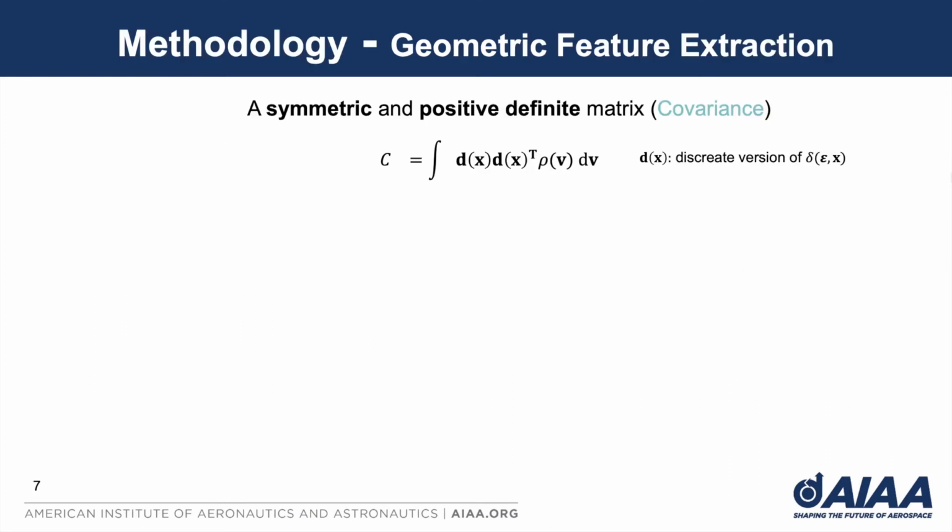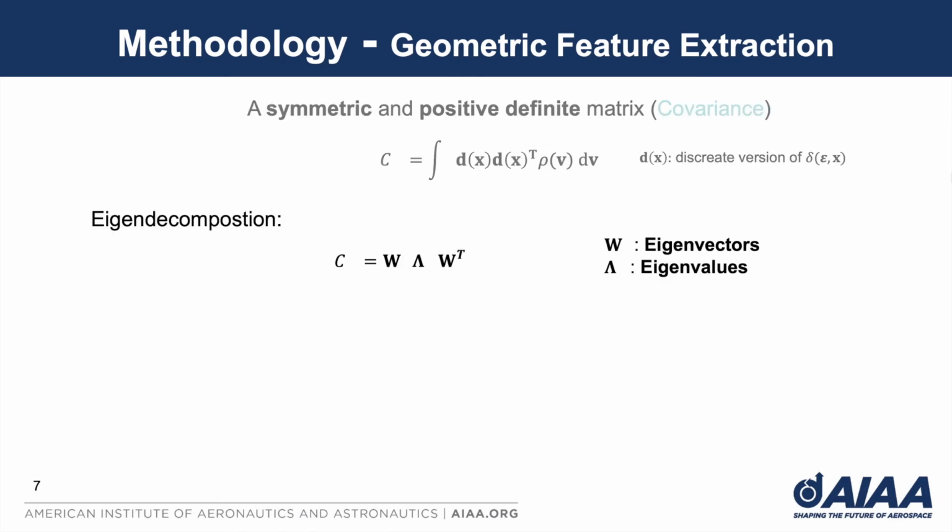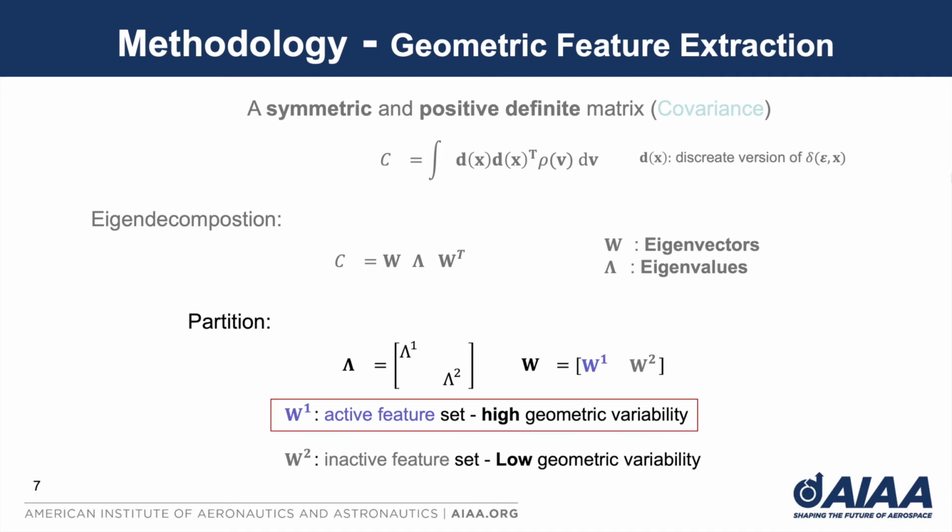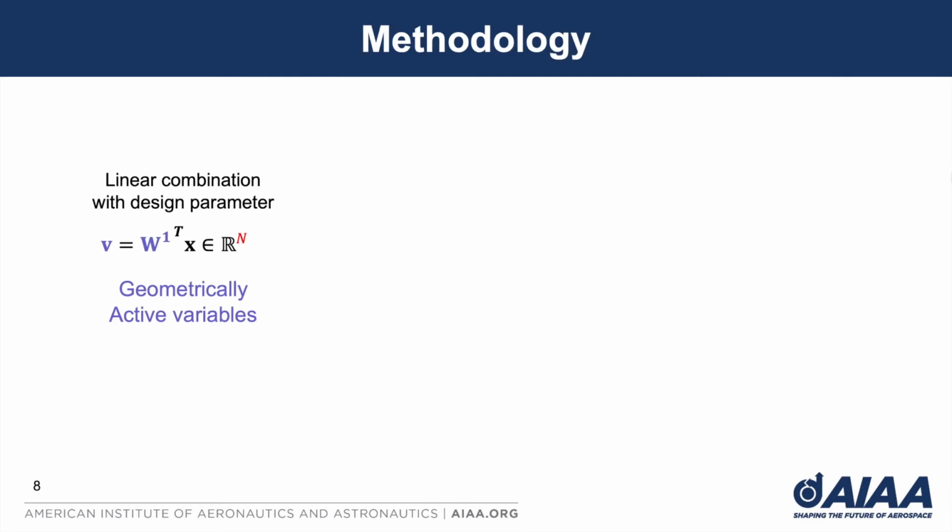This extraction of the features starts with the construction of a covariance matrix whose eigen decomposition gives eigenvectors and eigenvalues. The eigenvalues represent the variance resolved and the eigenvectors form the basis of the new space. After partition of the eigenvectors based on eigenvalues, we get a set of active and inactive features. Here we are only interested in the active features as they retain maximum geometric variability. The linear combination of these features with the original design variables creates the variables for the geometrically active subspace.